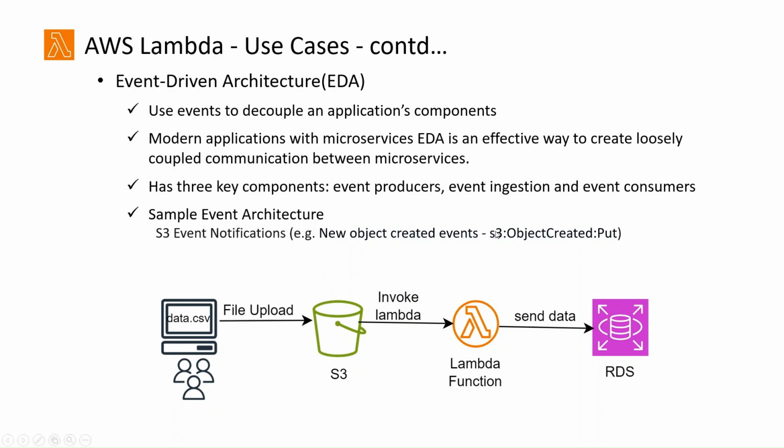is triggered. As you can see in the below image, once the file data.csv is uploaded to S3 bucket, the Lambda trigger or an S3 event notification invokes the Lambda function, and the Lambda function processes the data and stores in the relational database service, which could be PostgreSQL or MySQL and so on.